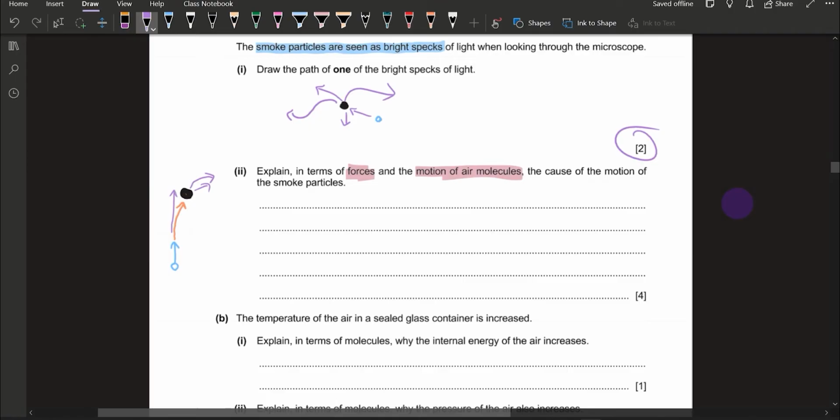So in simple words, we can explain this. Air molecules are moving in random directions. And then what happens is they move faster than smoke particles as their size is relatively small. So they have more momentum.